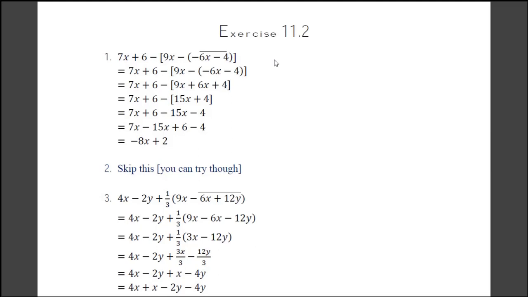Okay. So the first question here in this exercise is 7x plus 6 minus this square bracket 9x minus then we have the curved bracket, okay, minus 6x minus 4, okay, and then we have a bar bracket also, okay. Then this bar bracket is also known as the Venn column, okay.